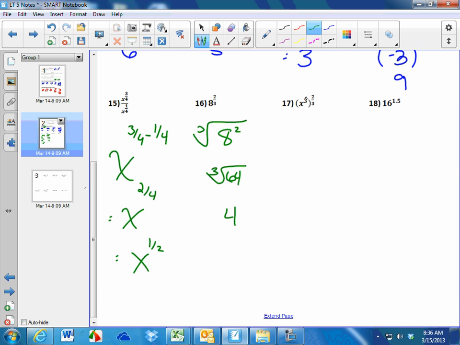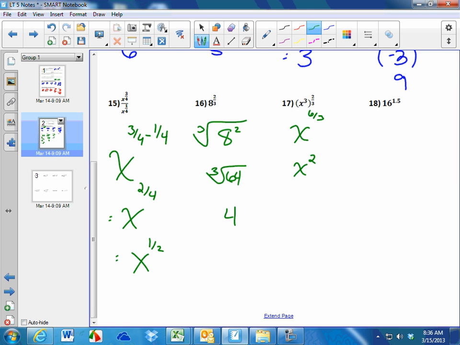All right, number 17. There was a practice problem on the board for 17. Power to a power, multiply. So x to the 3 times 2/3 is 6/3, which reduces to x squared.